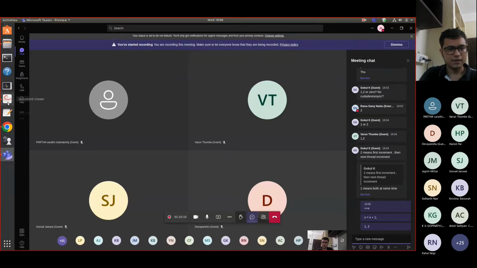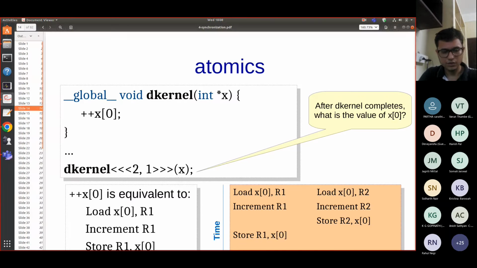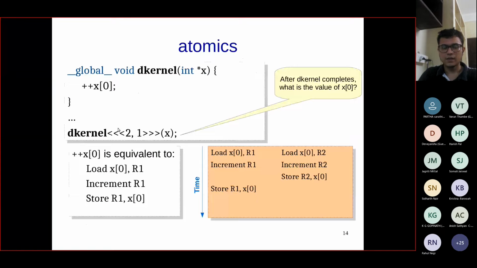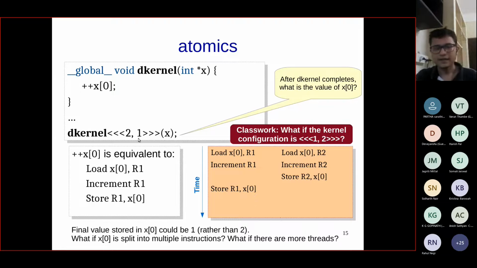Yeah, assuming that the threads are either from two different thread blocks or from two different warps. So I hope that is clear. So first of all, the final value stored in x0 could be 1 or 2. But let us do another class work.